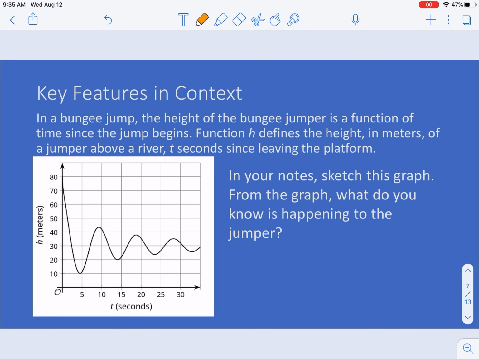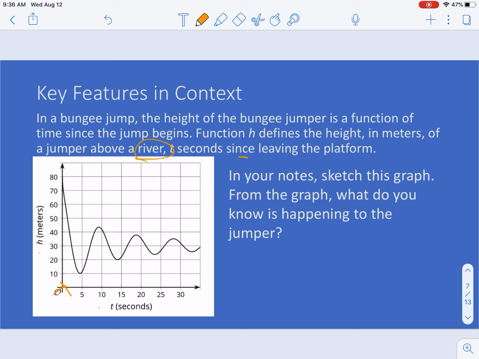So here we wanted to talk about an actual context and see how these features can help us. This is talking about a bungee jumper. The bungee jumper jumps and the height is given as a function of time. So height is our y, time is our x, since the jump began. The jump began over here at 0, and this represents the height in meters above the river, since we bungee jump over a river.